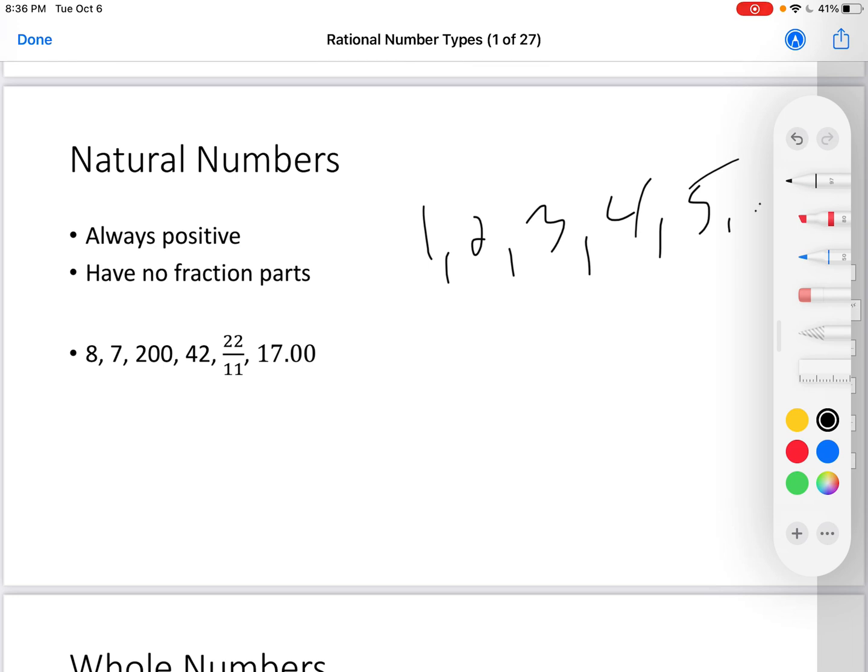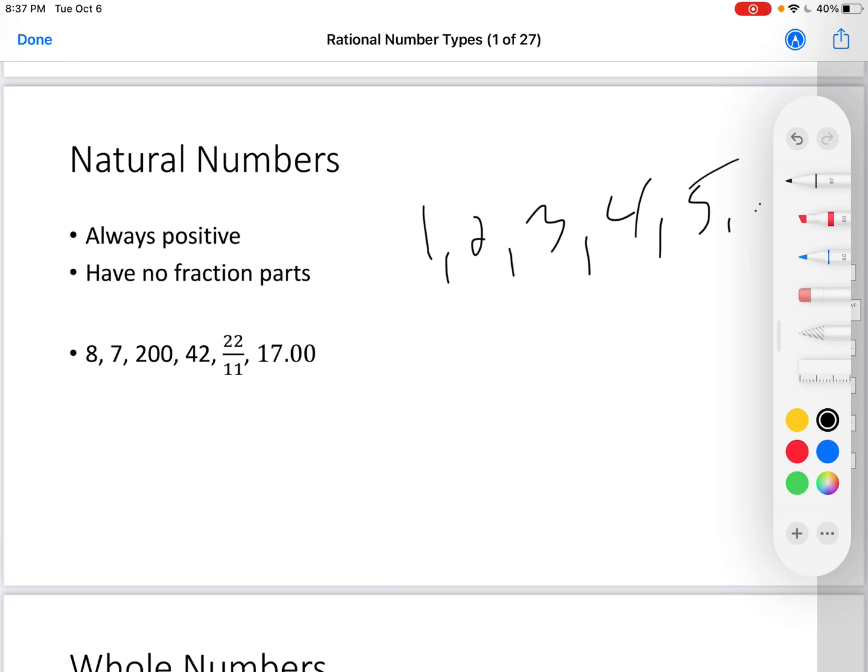Here are some examples. 8 is positive and has no fraction part, so it is natural. 7 is positive and has no fraction part. It is natural. 200, no fraction part and is positive. It's natural. 42, no fraction part, positive, no problem.